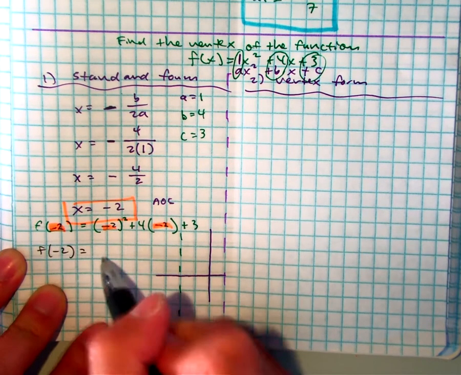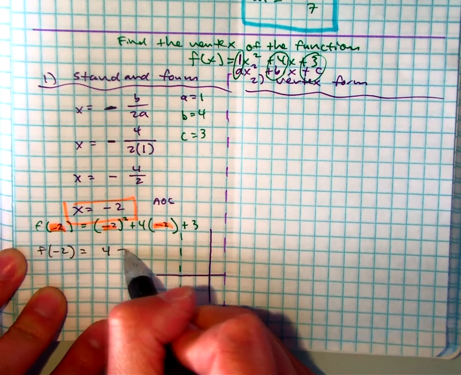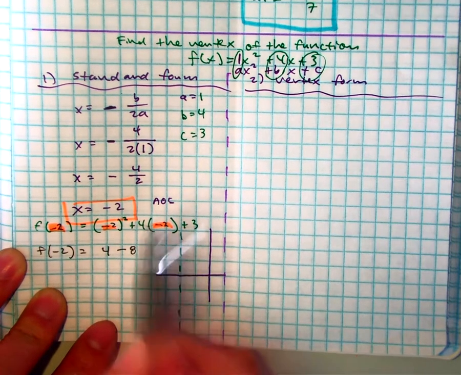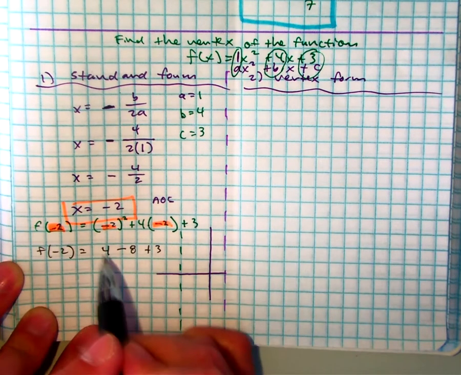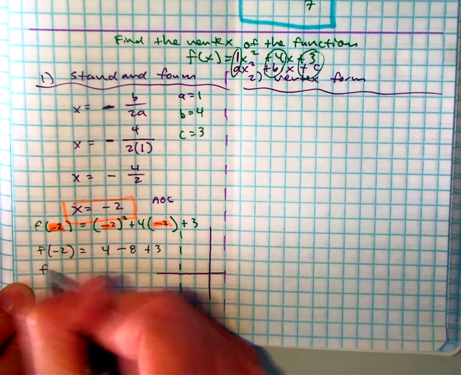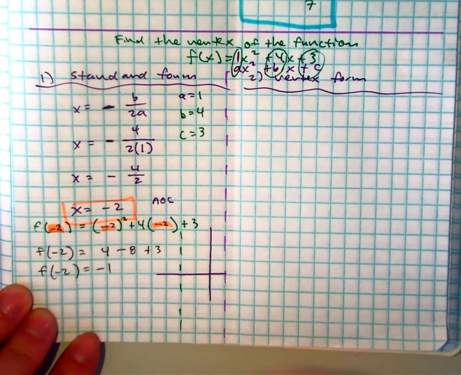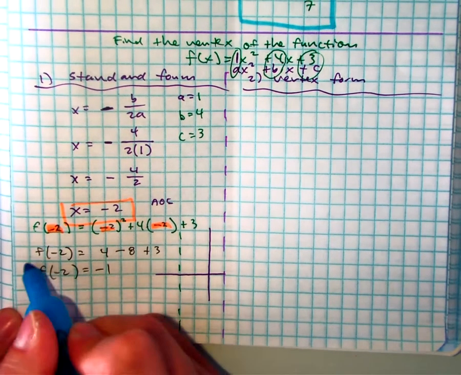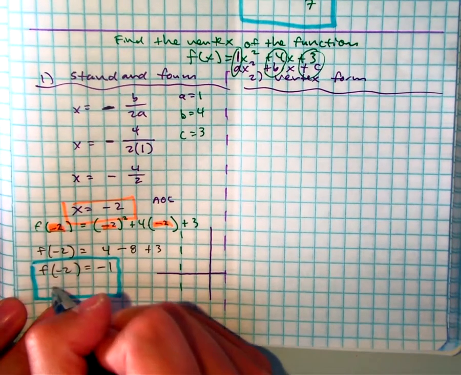Negative 2 squared is 4. 4 times negative 2 is negative 8. Remember, that does not say 4 minus 2 because there's multiplication here. Plus 3. Class, 4 minus 8 is negative 4, and negative 4 plus 3 is negative 1. Here we have the vertex. Let's write that, vertex.